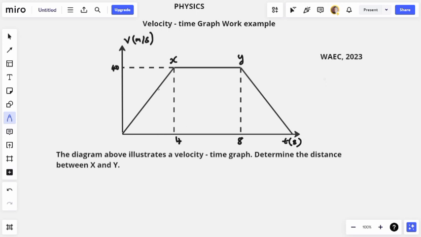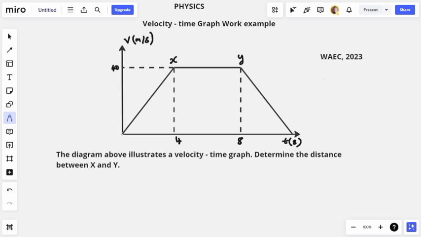So this is a velocity time graph being drawn here, and we are asked to determine the distance between x and y. So basically what they are saying we should find is the distance covered by the body at the point in which the velocity remained constant. The vertical axis represents velocity. The horizontal axis represents time, velocity time graph.